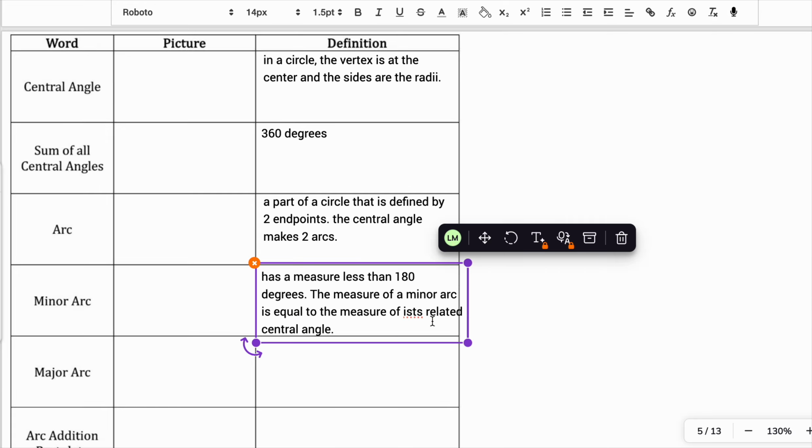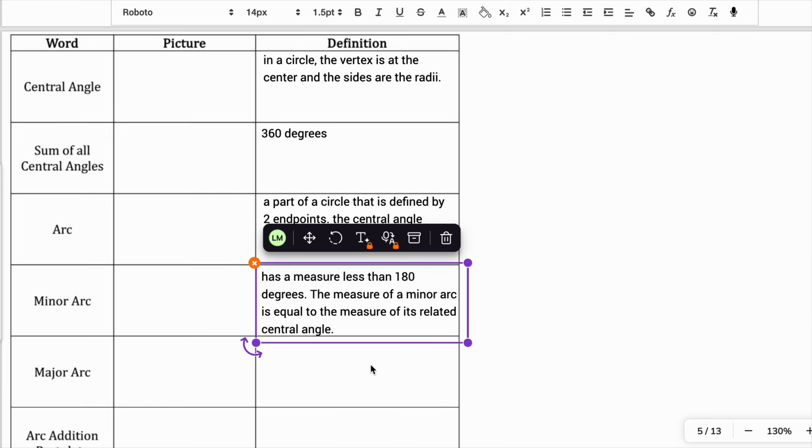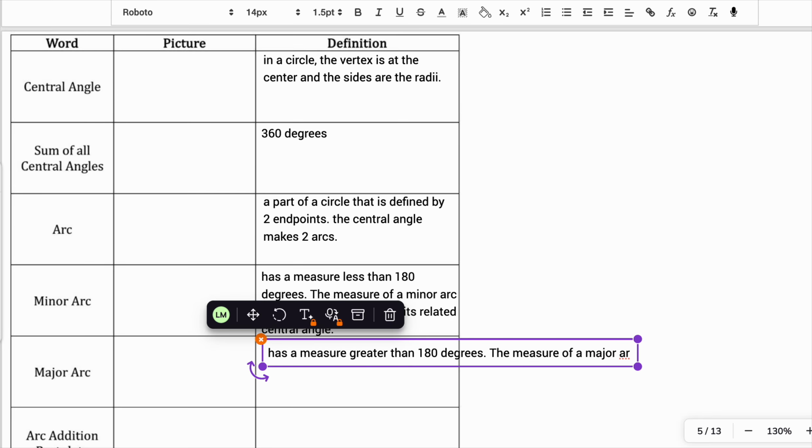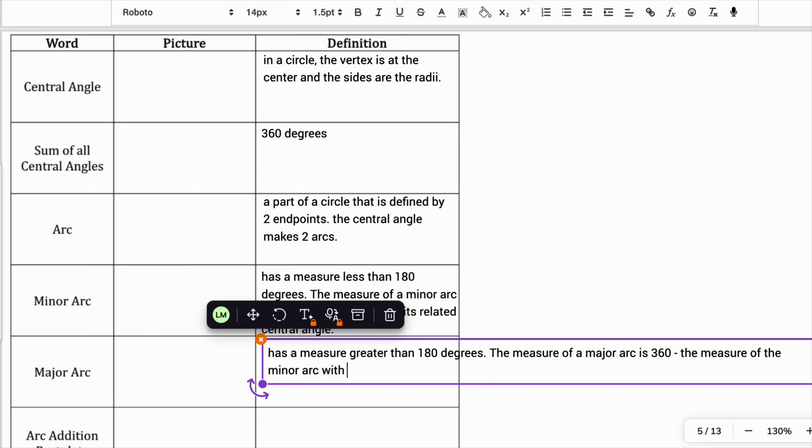And probably need to make that correction there. A major arc has a measure greater than 180 degrees. The measure of a major arc is 360 minus the measure of the minor arc with the same endpoints.